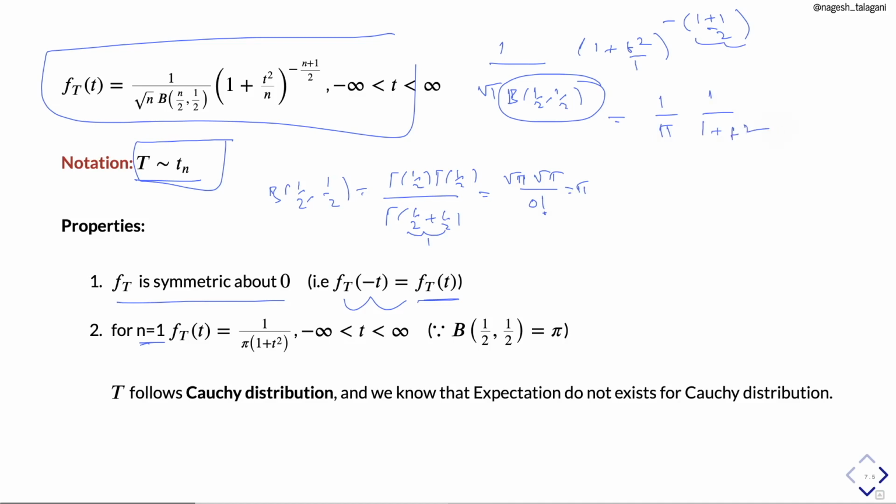So for n equal to 1, the PDF of t is going to be 1 by pi times (1 + t square) for minus infinity less than t less than infinity. Okay, you can see that this is the PDF of the Cauchy distribution. So for n equal to 1, this t actually follows the Cauchy distribution. So the Cauchy distribution is a special case of the t distribution. The t distribution with 1 degree of freedom is actually the Cauchy distribution. We already know that for a Cauchy distribution the expectation does not exist. So for n equal to 1, the expectation of t does not exist.